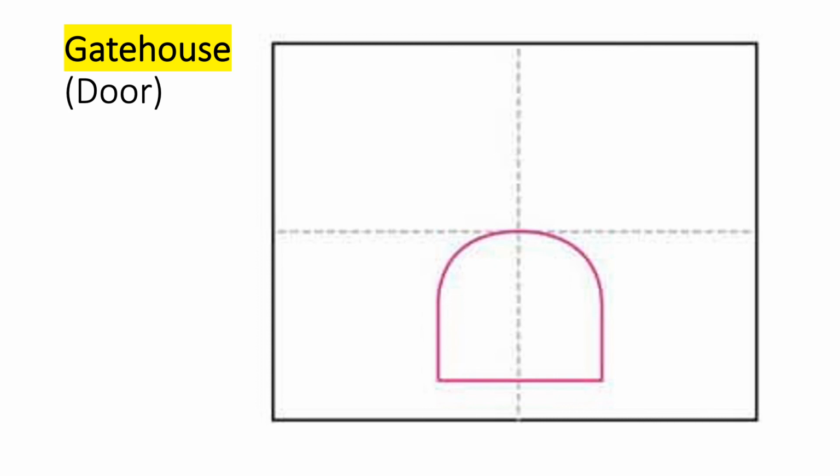Underneath the horizontal line on your paper, go ahead and draw a curved line with a flat bottom. This will be your gatehouse, your door. Pause the video at any time.